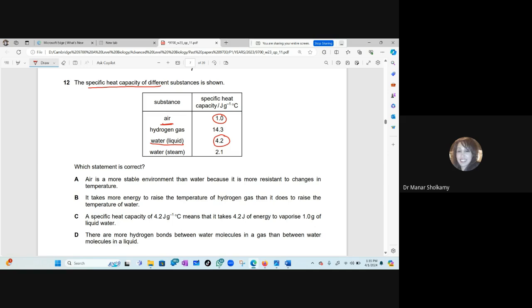Is A right or wrong? Wrong. Of course it's wrong. It's less stable. B: it takes more energy to raise the temperature of hydrogen gas than it does to raise the temperature of water. Let's go to hydrogen gas. Specific heat capacity for hydrogen is 14.3, water only 4.2. Is B right or wrong? Correct. Okay, let's not waste time.